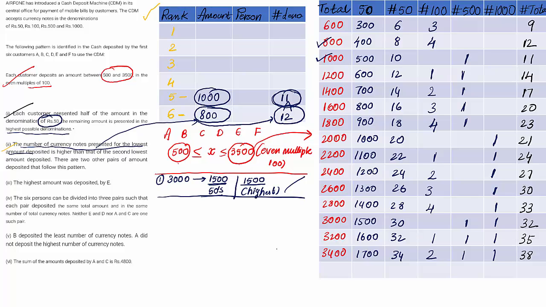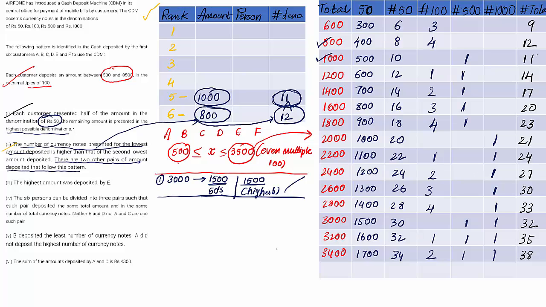The number of currency notes presented at the lowest amount deposited is higher than the second lowest, so we have satisfied that point. He's also telling that there are two other pairs of amount deposited that follow this pattern. So it means the amount should increase and denomination should decrease. We need to find those kinds of pairs from this table.